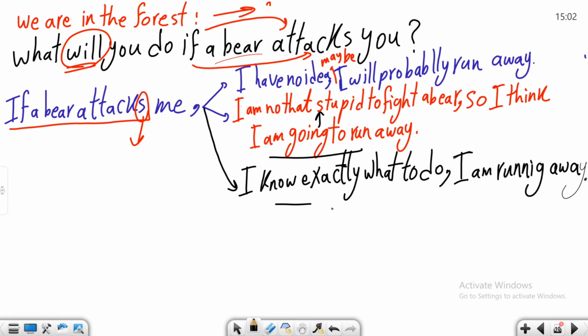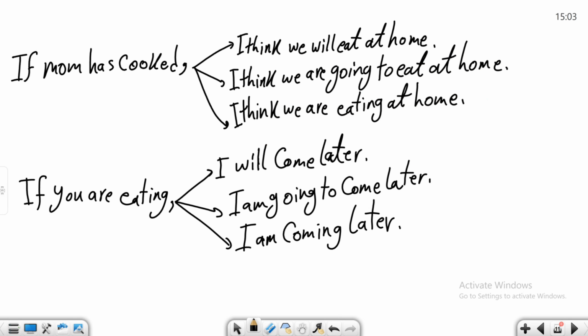Here, if a bear attacks me, I know exactly what to do. In here, I have my own plan. I don't want to explain the reason of it. I say, I am running away. This is the present continuous for future, and we use present continuous for future when we take a personal decision. While "going to," as we said before, is used when we have a reason. "Going to" could also be used for personal decisions, but it's better to use a reason with it.